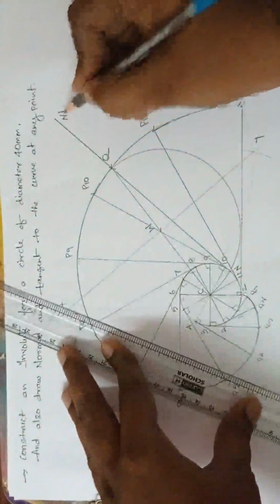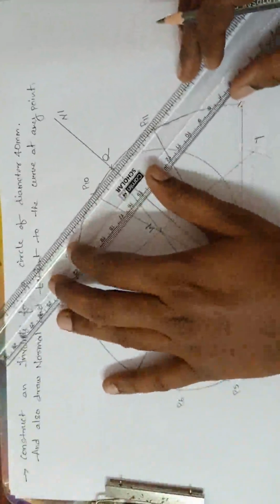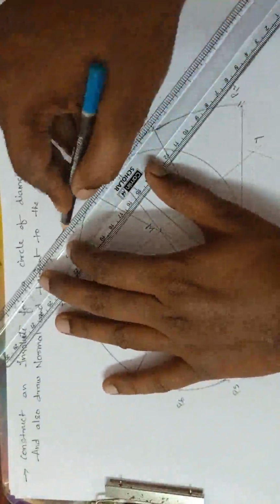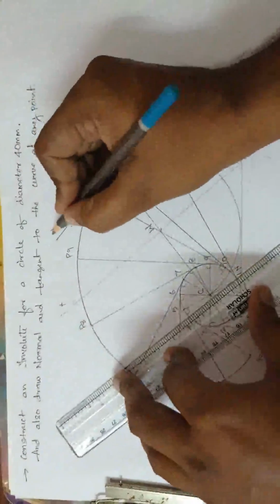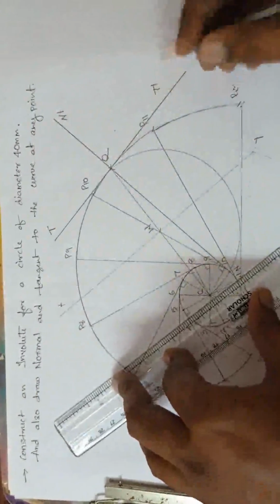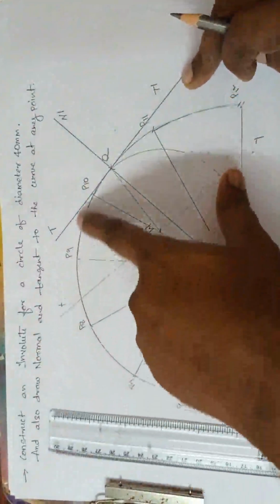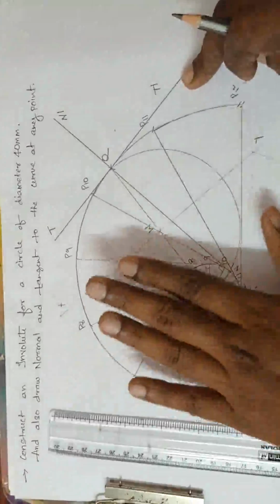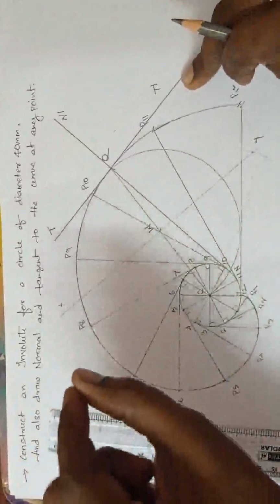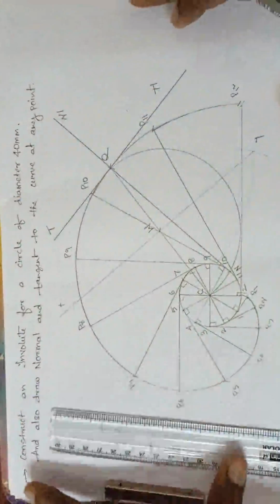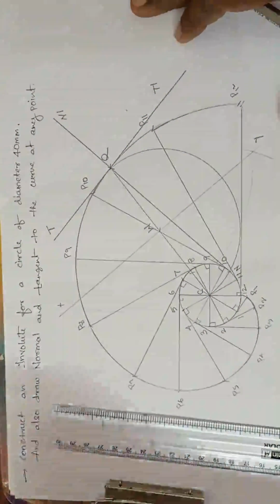NN dash is the normal, and perpendicular to the normal is what? Tangent. We know that. That is T and T dash. So what should be dark here? Only this curve passing through the P points should be dark, and everything else should be very, very light. Also the normal and tangent should be dark. Okay, I hope you have understood. Thank you very much.